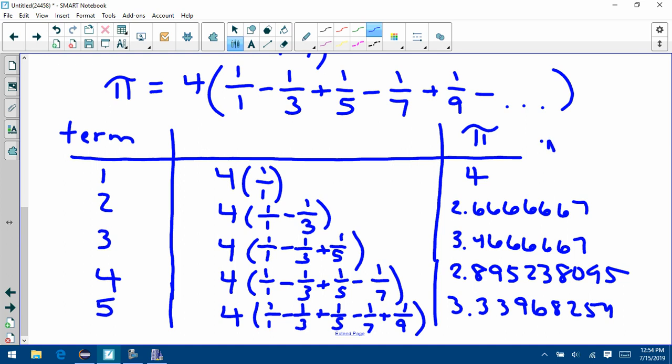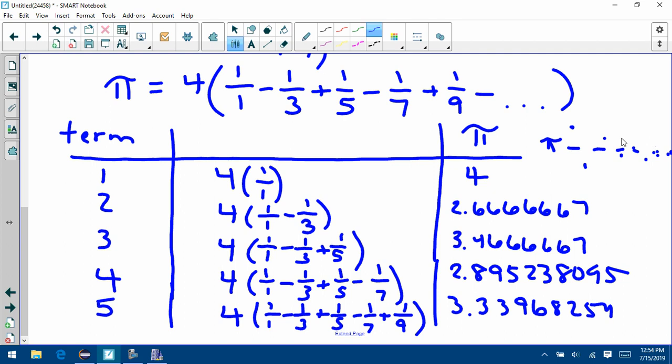So if this is pi, first I'm at 4, I'm a little bit above it. Now I'm at 2.67. 3.46 is a little less above it. 2.89 is a little bit less below it. It's going to keep jumping above and below, but it's still settling down to this actual value of pi.